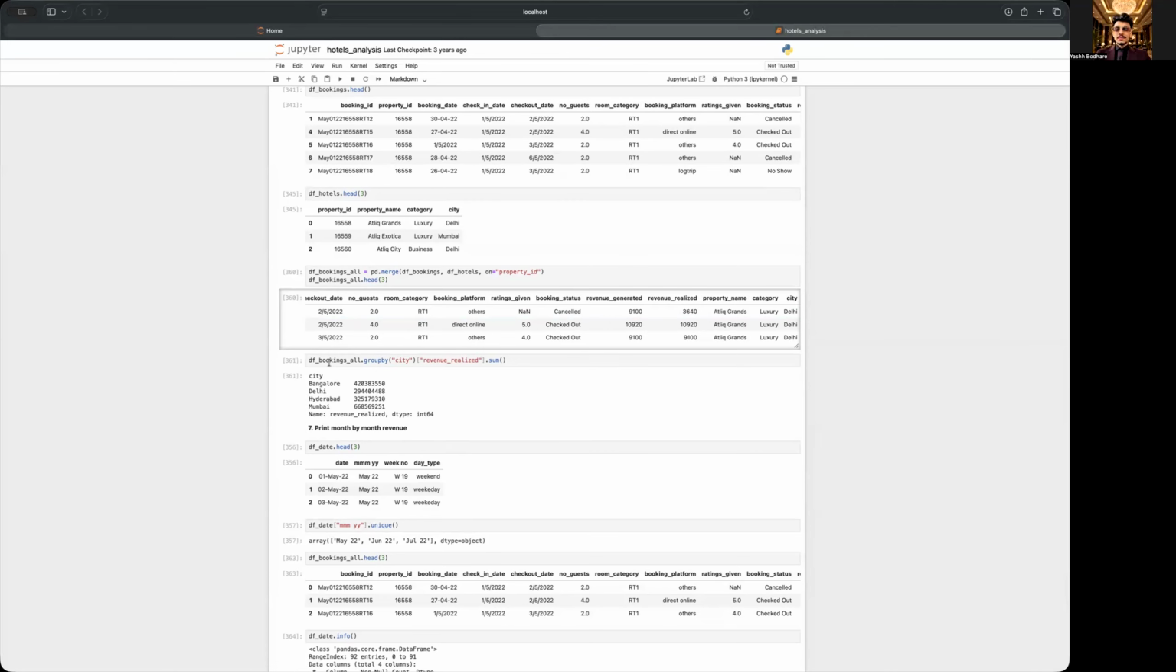So last, what we do is use groupby with the new data frame which we have created: groupby city, and revenue realized dot sum. With the new data frame plus groupby city, this tells Pandas to divide all booking records into city level groups. So all Bangalore bookings are grouped together, all Delhi bookings together, followed by Mumbai and Hyderabad.